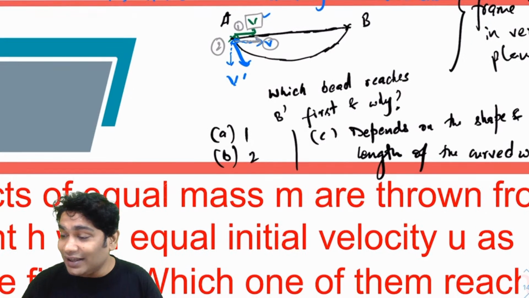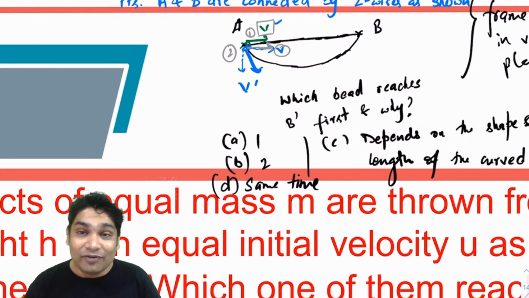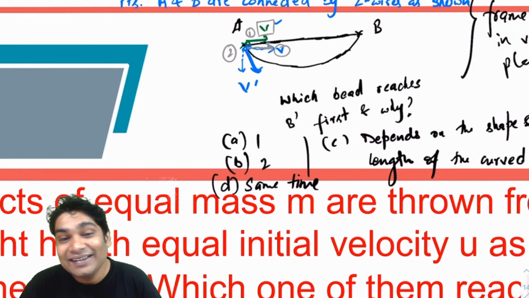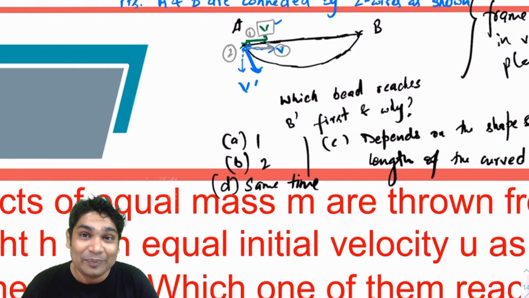And there is an option D, both reach simultaneously, at the same time. So you have 4 options: which bead reaches the point B first, bead number 1, bead number 2. Option C says that the answer will depend on the shape and the length of the curved portion, and option D says both reach at the same time. So think about it, give me your answers.